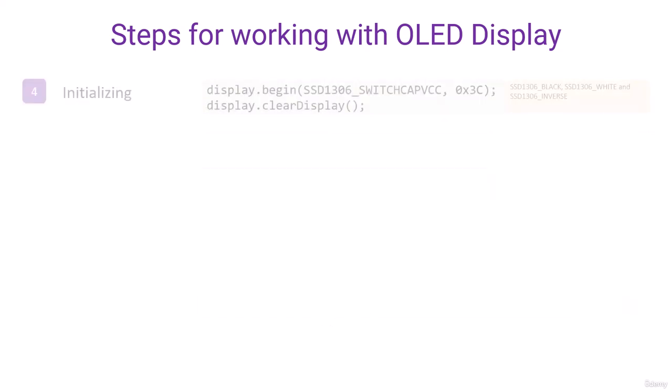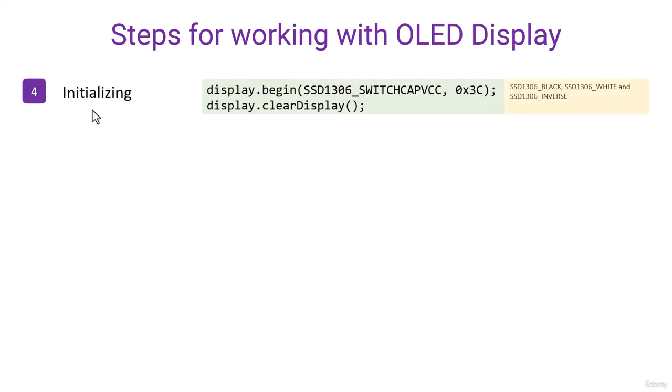Then comes the fourth step, initializing the OLED display. display.begin, and within the bracket you need to write these parameters. These are related to I2C address. And to clear the display, you can use this function display.clearDisplay.